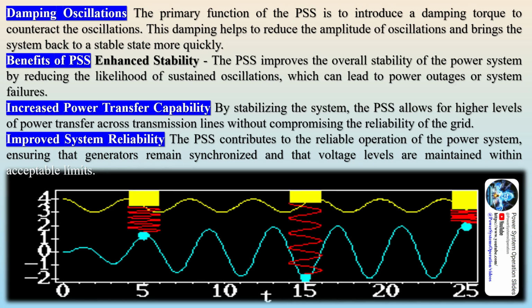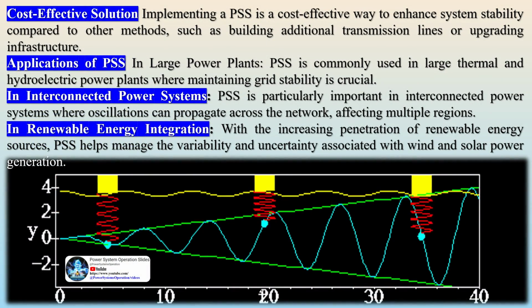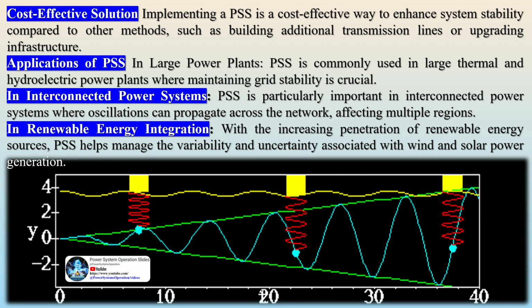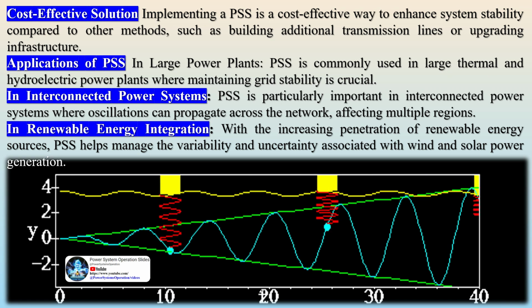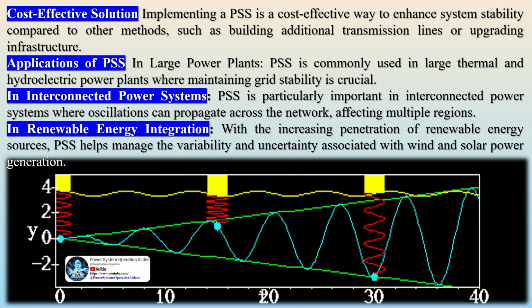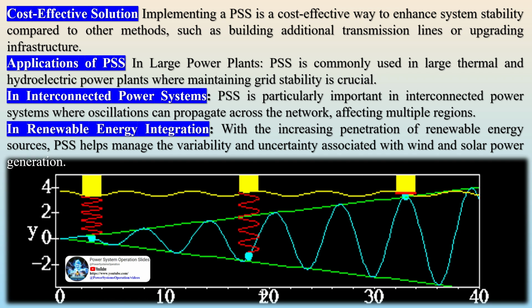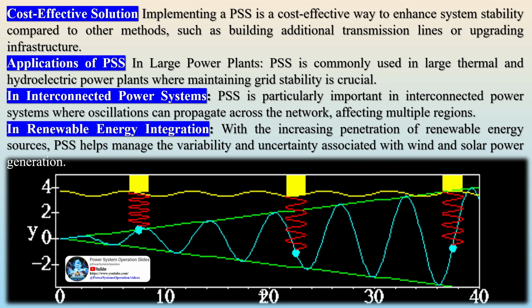Benefits of PSS: enhanced stability. The PSS improves the overall stability of the power system by reducing the likelihood of sustained oscillations, which can lead to power outages or system failures. Increased power transfer capability: by stabilizing the system, the PSS allows for higher levels of power transfer across transmission lines without compromising the reliability of the grid.